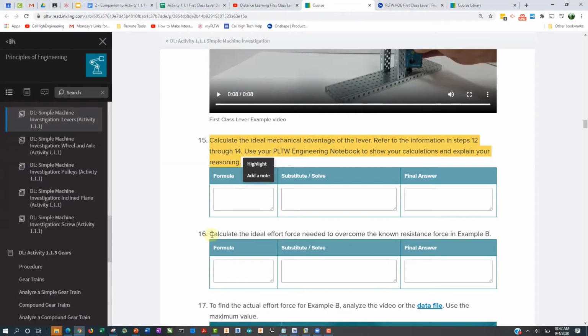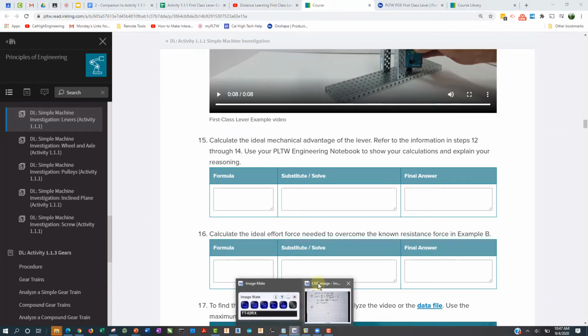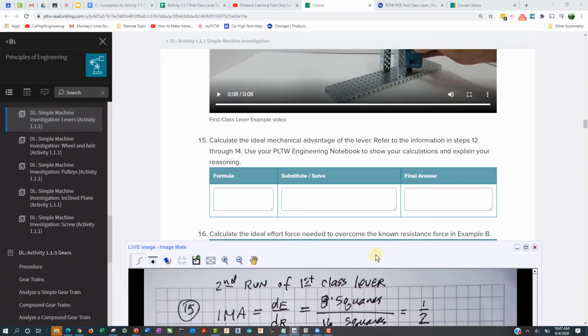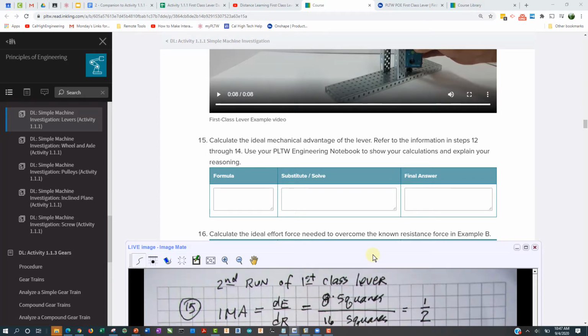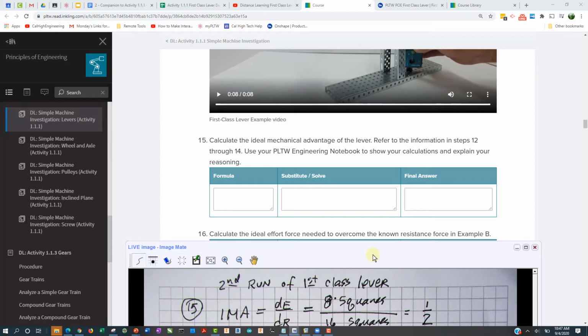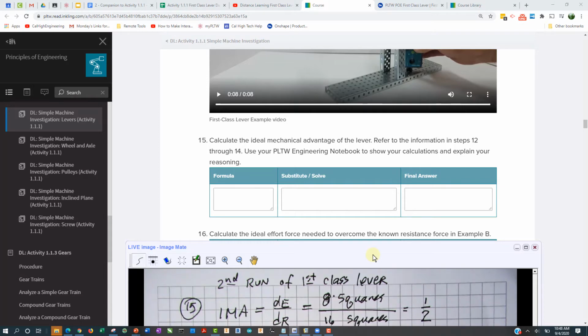Okay, calculate the ideal effort force needed to overcome the known resistance force. Okay, so 16. Let's see what that says. Calculate the ideal effort force needed to overcome the known resistance force. Okay, so I think that's what that's asking, is that we know that if we exclude friction, the effort force is going to be the ideal mechanical advantage times the resistance force. Is that right? That is not correct. Let's go back to the definition of IMA. That's F sub R over F sub E.